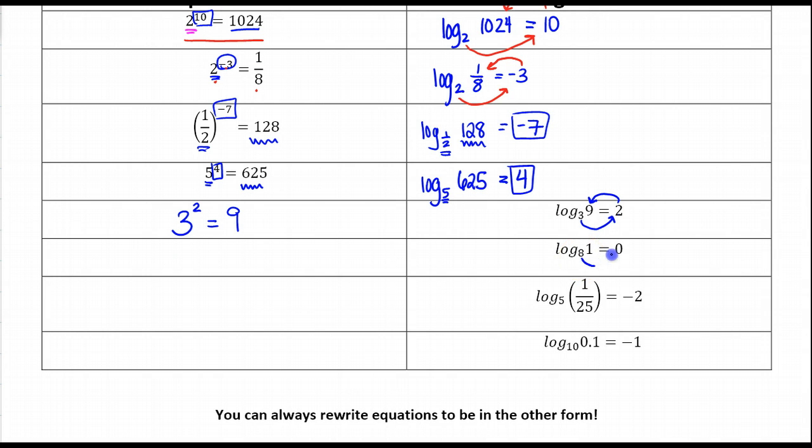So here I've got 8 to the 0 power equals 1. And you should always ask yourself, does this make sense? Does 3 squared equal 9? Yeah. Does 8 to the 0 equal 1? Yeah. If it doesn't make sense, then we probably did it wrong. So here base is 5, exponent is negative 2, and that equals 1 over 25. And here my base is 10, my exponent is negative 1, and my given number is 0.1.